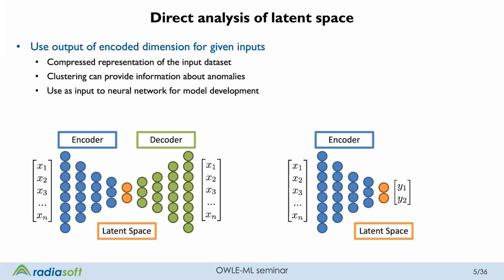In the example I'm going to look at today, we're mainly interested in looking at the latent space and looking for anomalies or clustering or things like that that are more present in the latent space than you might get by just analyzing the raw data.